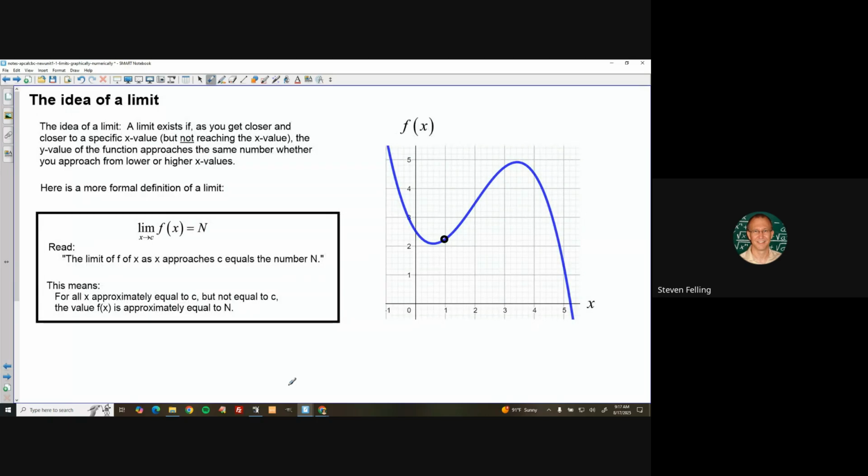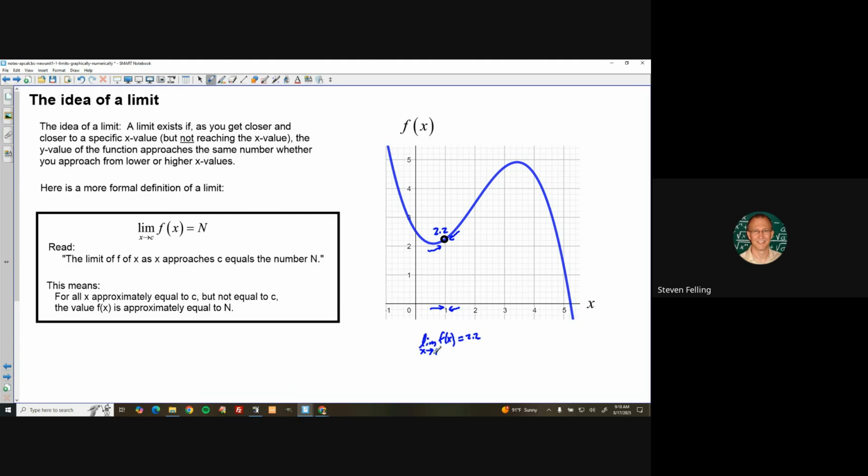A limit exists if, as you get closer to a specific x value, but not quite reaching that value, let's say we have this target x value of 1, and we want to get close to it, either from the left or the right, and the y value of the function also gets close to a value, let's say 2 in this case, then we can say the limit, we write that this way, lim as x approaches a number, in this case 1, of some function, in this case f of x, equals the number 2. So this is the way we write that a limit exists.